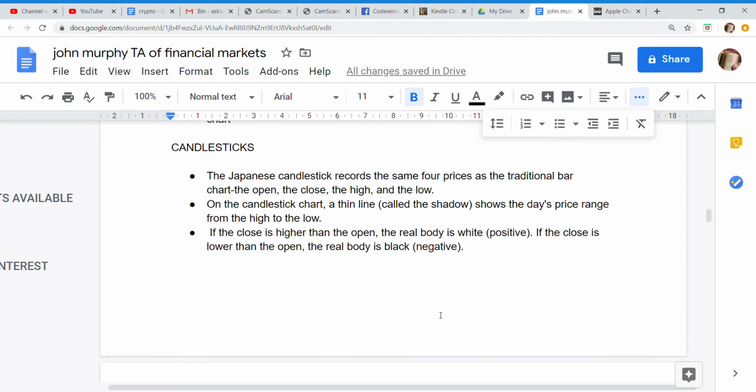Candlesticks. The Japanese candlestick records the same four prices as the traditional bar chart: the open, the close, high and low. On a candlestick chart, a thin line called a shadow shows the day's price range from the high to the low. If the close is higher than the open, the real body is white. If the close is lower than the open, the real body is black.